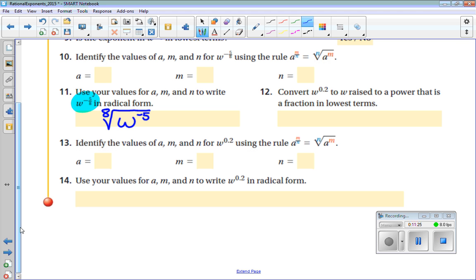Okay? Any questions? Wait, where did I lose you, Erin? This is a W to the negative 5/8. Sorry, it's written small. I'm sorry.